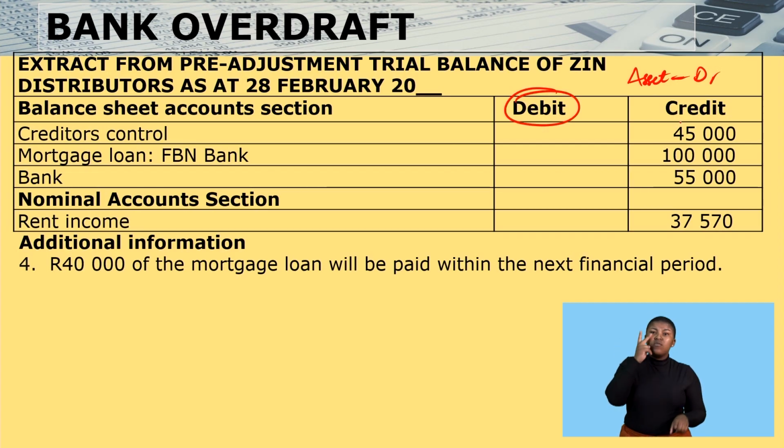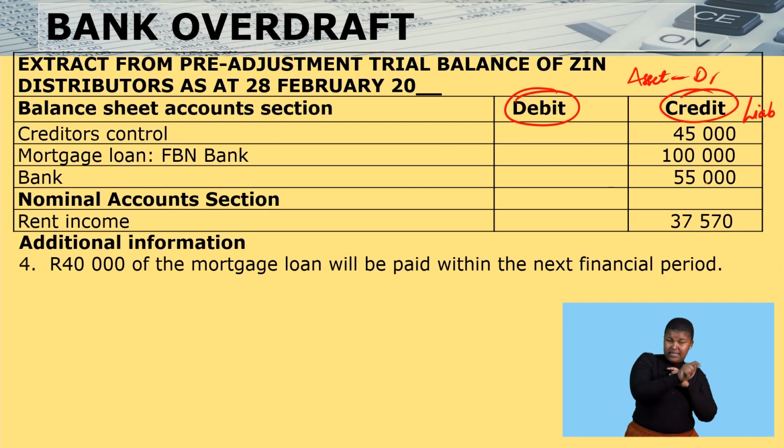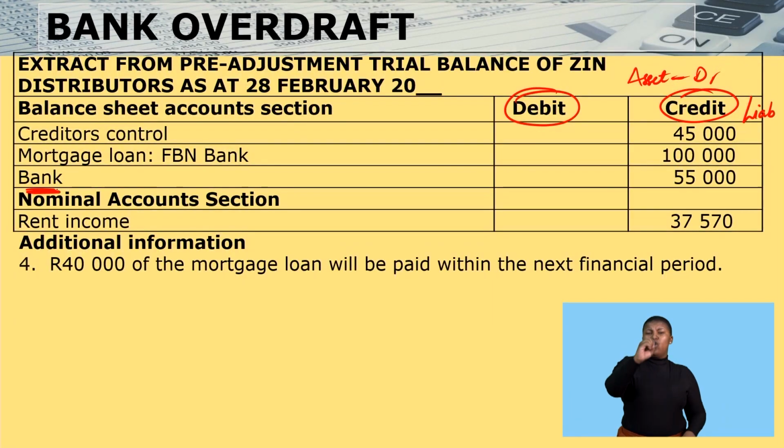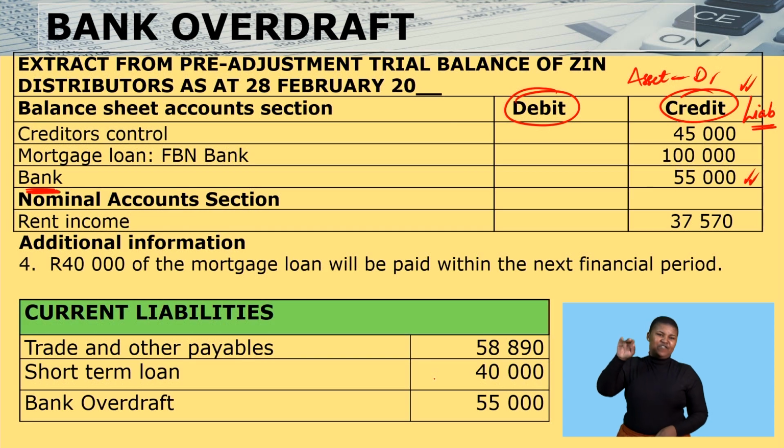But when you see that your bank is now on the credit, it simply means your bank is now a liability. Bank becomes a liability when you have withdrawn more beyond your current bank balance, bank overdraft. So the moment you see bank on the credit side, that means it is a liability. Hence, we'll call it a bank overdraft. So this 55,000 is therefore a bank overdraft. It will therefore come under my current liabilities.